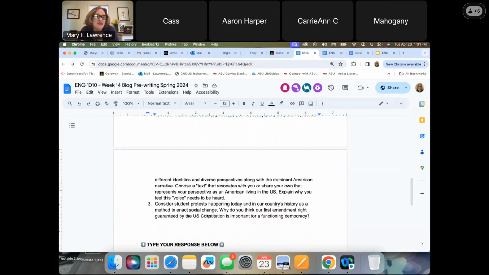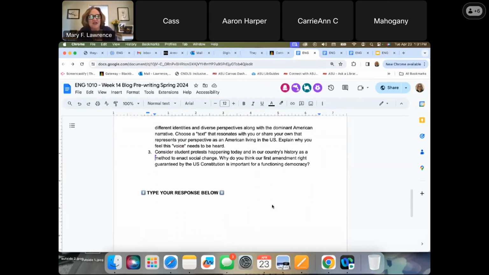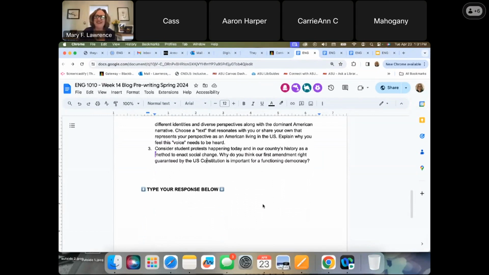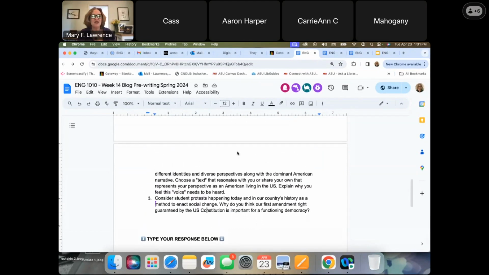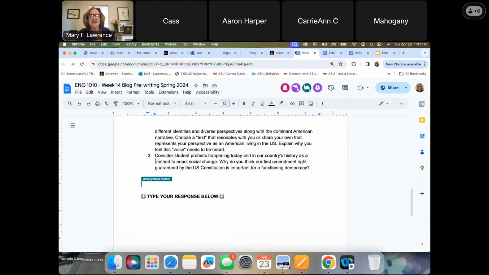And then you can also, if you want to respond to this third part, think about those student protests happening today and in our country's history. And this question, why do you think our First Amendment right guaranteed by the Constitution is important for a functioning democracy? All right, so take 10 minutes to either respond to one of those 3 or just free form response with your thoughts for the next 10 minutes.